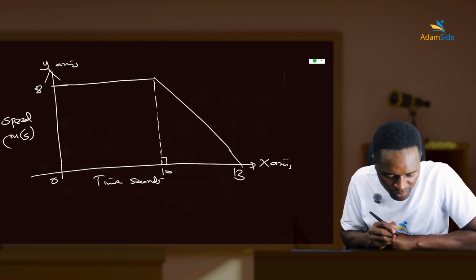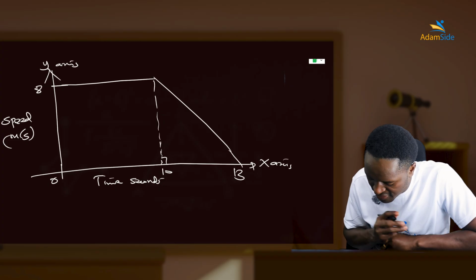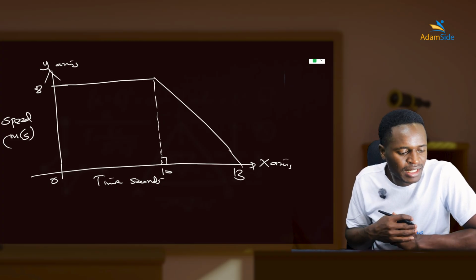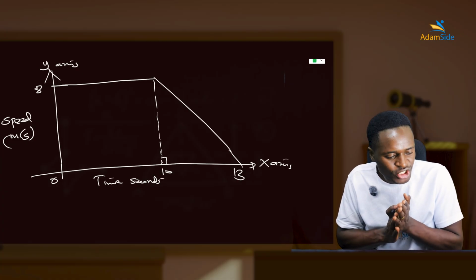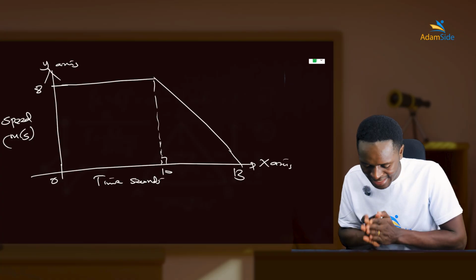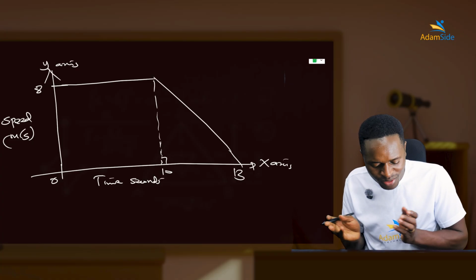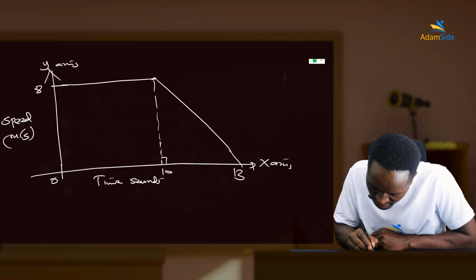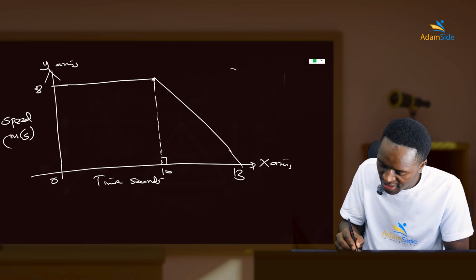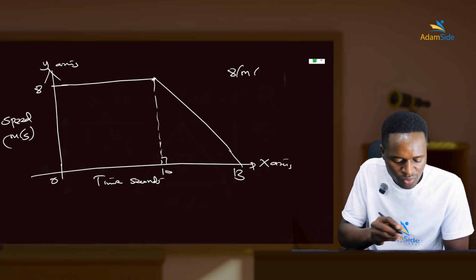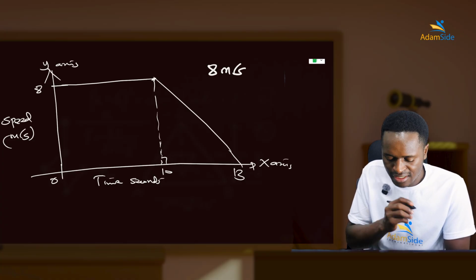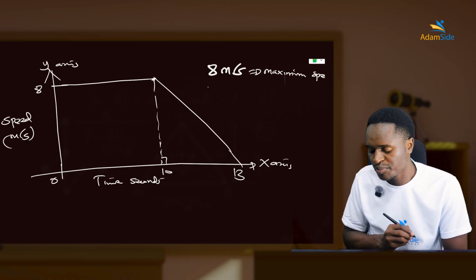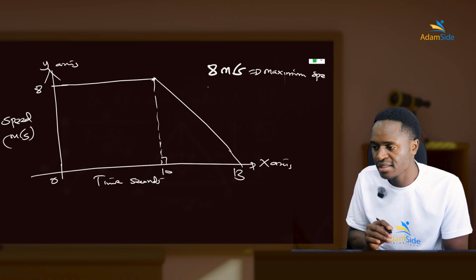We have speed in meters per second, and then we have this figure. Then say the diagram shows the speed-time graph of part of a car journey. Find the deceleration of the car between 10 and 13 seconds. So this is time in seconds. This maximum speed is 8. So our maximum speed is 8 meters per second.